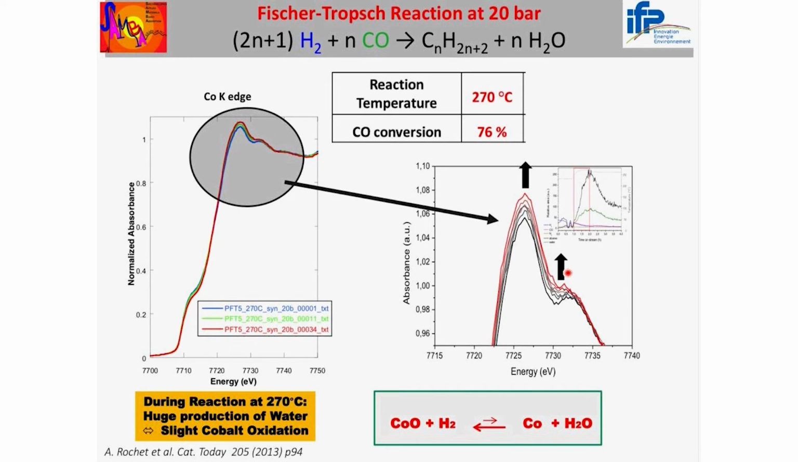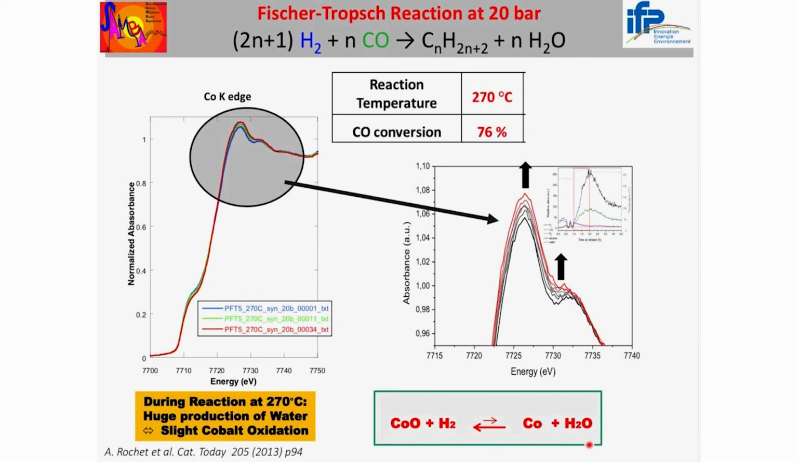That means that during the high temperature reaction, we have a slight oxidation of the catalyst, and this can be pretty well understood if you consider the catalytic activity. Indeed, if you have this very huge conversion of carbon monoxide and hydrogen, that means that you have a huge formation of water.